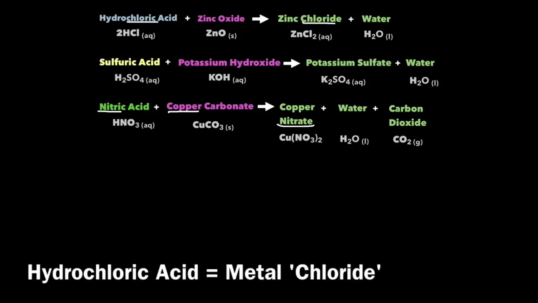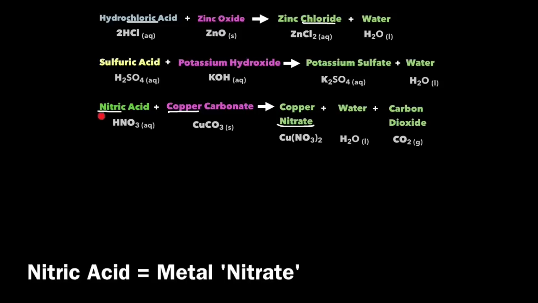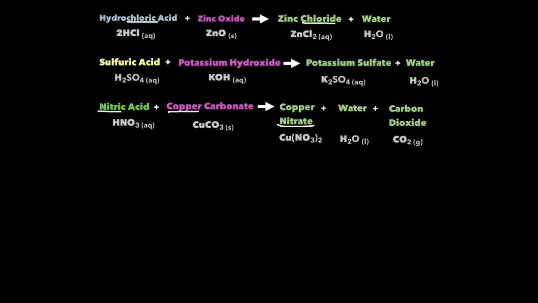So remember, hydrochloric acid will always give you a metal chloride. Sulfuric acid will always give you a metal sulfate. And nitric acid will always give you a metal nitrate.